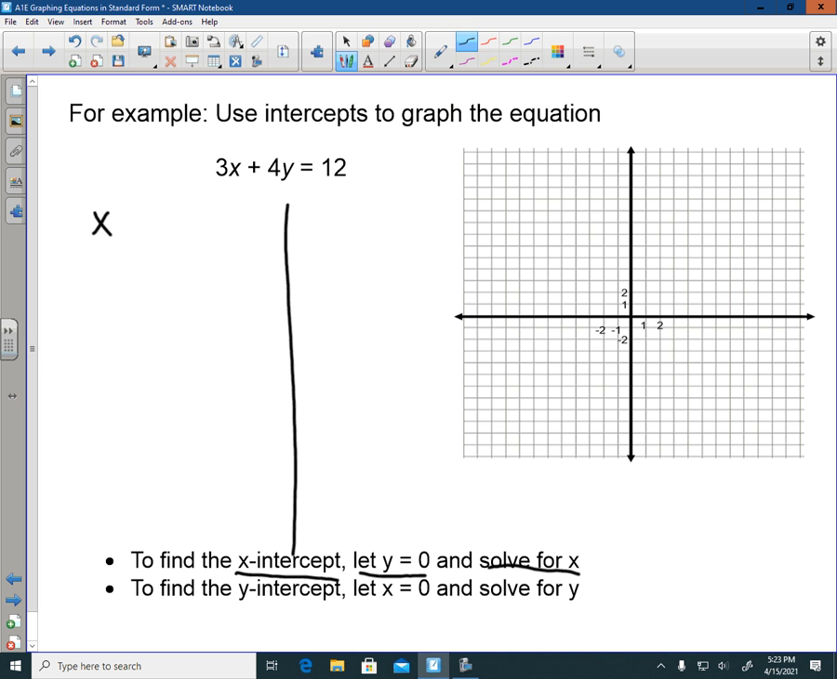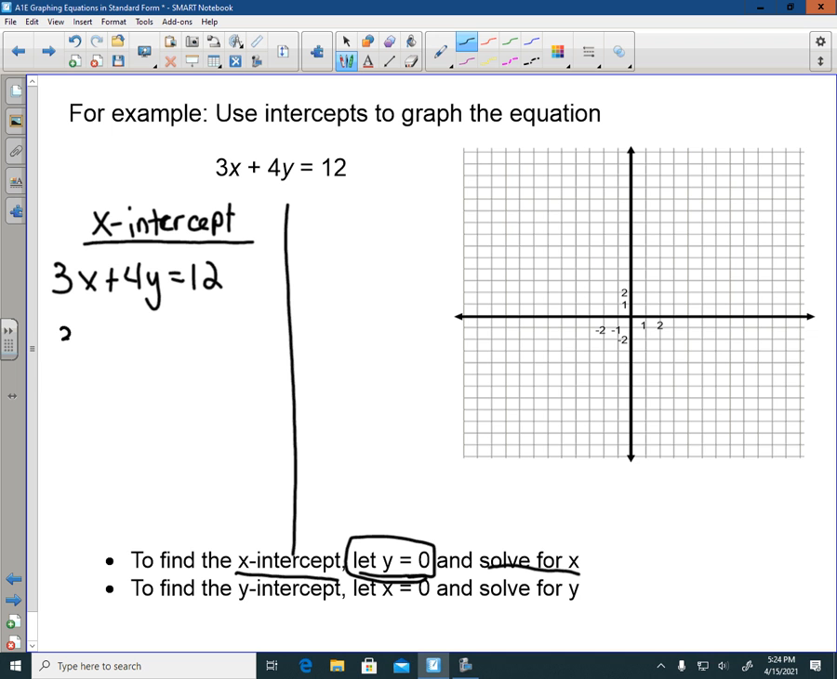So we're looking for the x-intercept. Because if we know the x-intercept, we can put that point on the graph, and then we can connect it to the y-intercept in just a bit. So the equation is 3x plus 4y equals 12. Now what we have to do is let y equal 0 because we know there's a point on this line where y is 0. In fact, we know it's the x-intercept. And so let's let y equal 0.